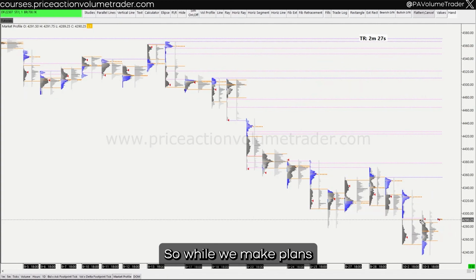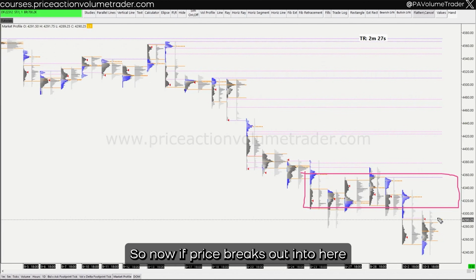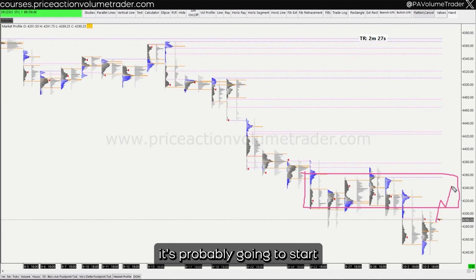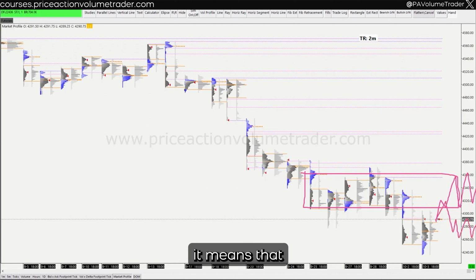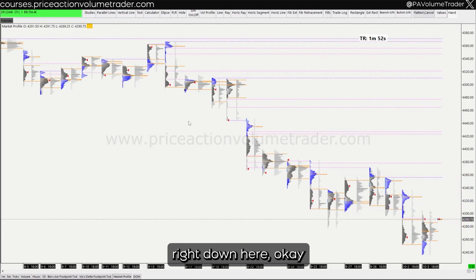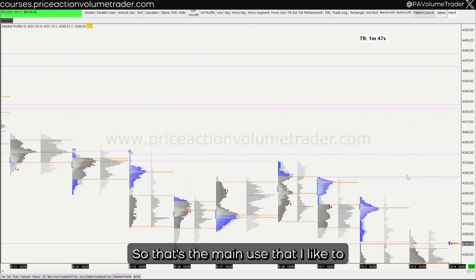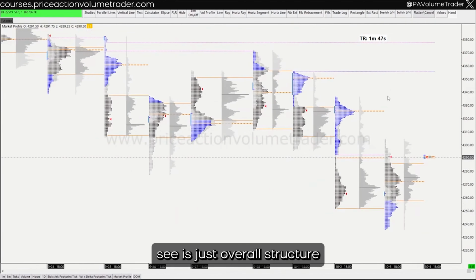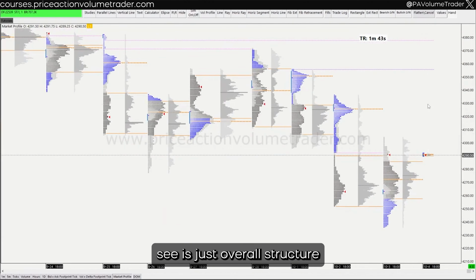So while we make plans with market profile, I see this general area. Now if price breaks out into here, then we can assume it's probably going to start extending into these areas if it's accepted. If it comes and rejects fast, it means that sellers are still in control, and we are now starting to look for more discounted prices right down here. Okay, so that's the main use that I like, which is just overall structure.